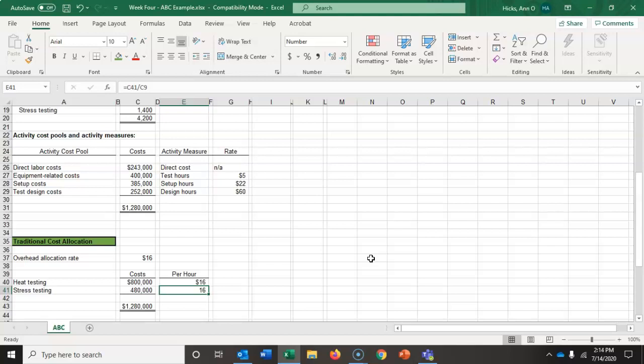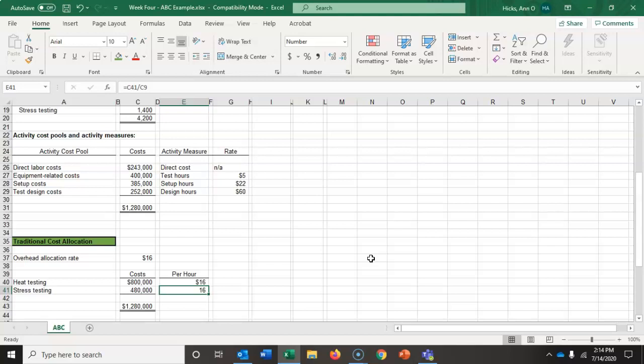Okay? And keep in mind that one of the things that we tend to use this cost information for is to price our product or our service. So if we're assuming that heat testing and stress testing both cost $16 an hour, then of course we're going to be using that to base the charge to our customer, which means we will most likely charge our customer the same, whether it is a heat testing job or a stress testing job. Okay.